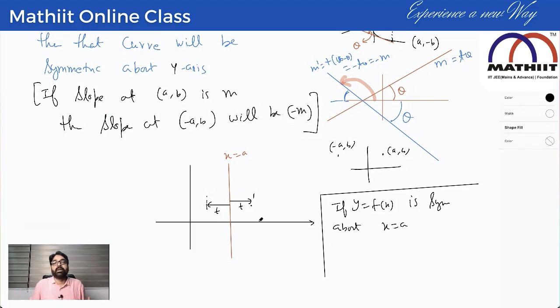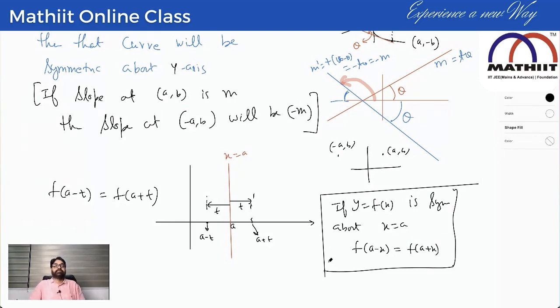Yes or no? So if this is the point a, and you move left side by t units, this coordinate will be what? a minus t, or not? And this coordinate will be a plus t. Means the y value at a minus t and at a plus t will both be the same. Means f of a minus t must be equal to f of a plus t. Yes or no? So in general, f of a minus x must be equal to f of a plus x. This is directly the meaning of symmetricity.